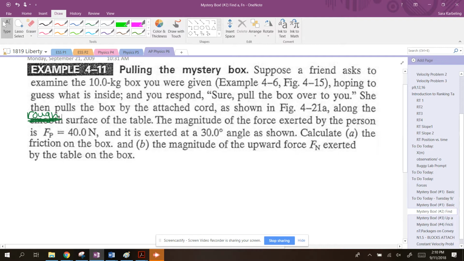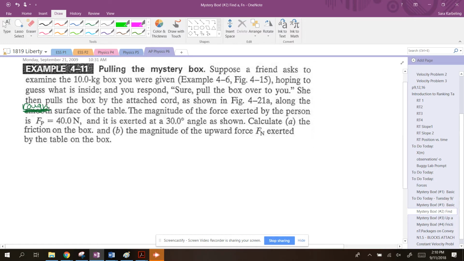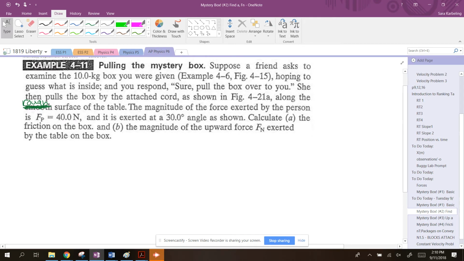The force exerted by the person is 40 newtons. It's exerted at an angle. Calculate the what? Let's draw a picture. Too much in there for me to think about. Draw a picture of your box.